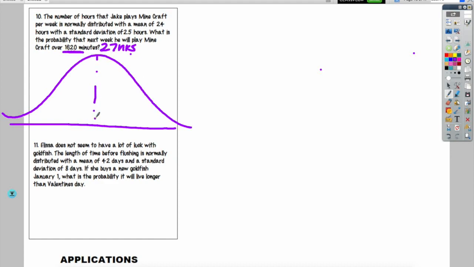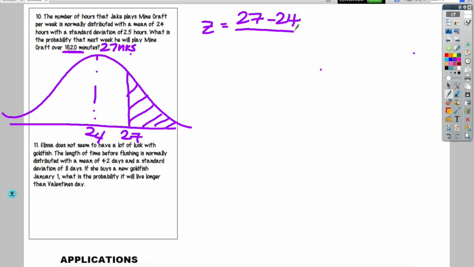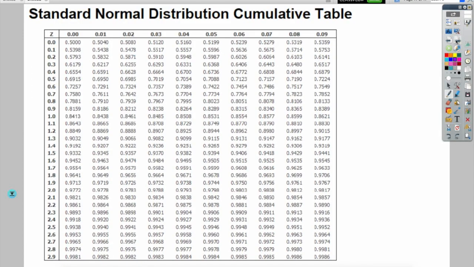So if the mean is at 24 hours and we're trying to figure out if he plays over 27, that means you're looking for this probability right here. Okay? So we plug everything in. We need our z-score. What is x? 27. What's our mean? We're going to divide it by 2.5. And our z is what? 1.2. So that means on our table we have to go to 1.2 and 0. So then we get this 0.8849.